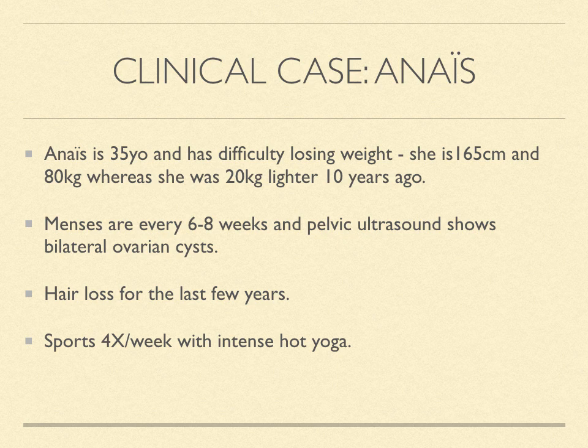She's 35. She has a weight problem. She's 165 centimeters and 80 kilograms, which means she's 20 kilos heavier than 10 years ago. So basically, after she had her child, she put on a lot of weight, and it's just been creeping up since. Her periods are every 6 to 8 weeks, and pelvic ultrasound at her gynae shows bilateral ovarian cysts. She's had hair loss for the last few years, and she does a lot of sports 4 times a week with a lot of intense, hot Bikram type yoga.